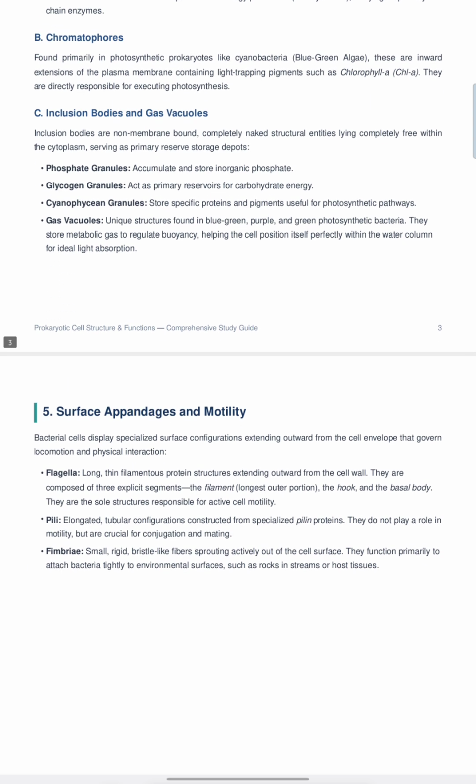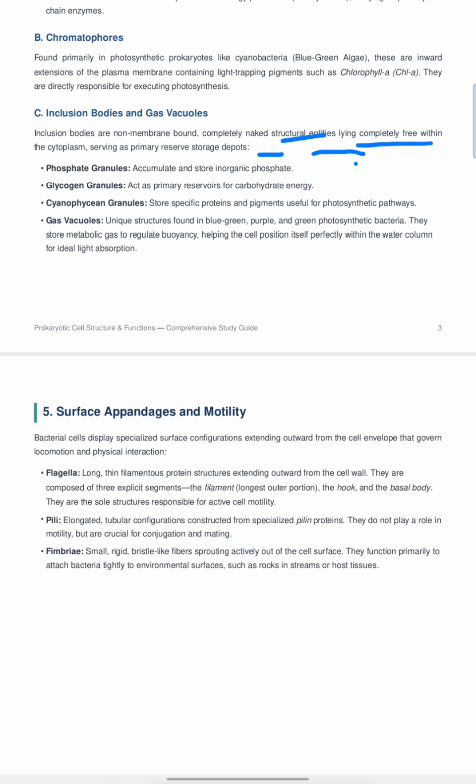Inclusion bodies and gas vacuole. Inclusion bodies are non-membrane bound, and these serve as the disposal of the reserve materials in prokaryotic cells. It is a character of the prokaryotic cell. These lie free in the cytoplasm.